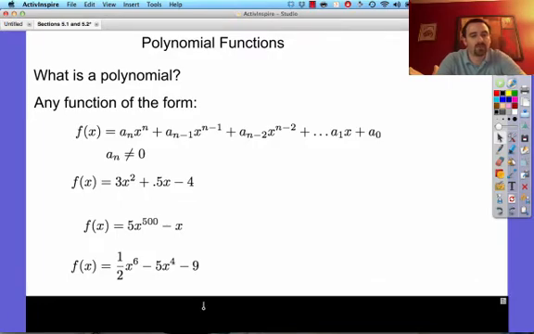Here's another one. A number times x to the 6th, minus a number times x to the 4th, minus 9. So you've seen these before. These are called polynomial functions.